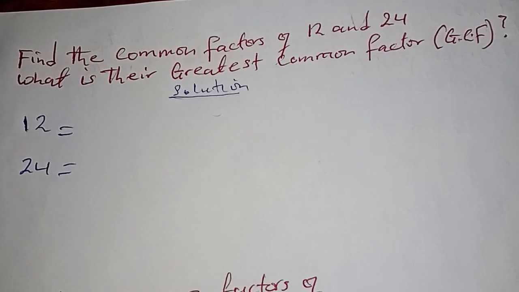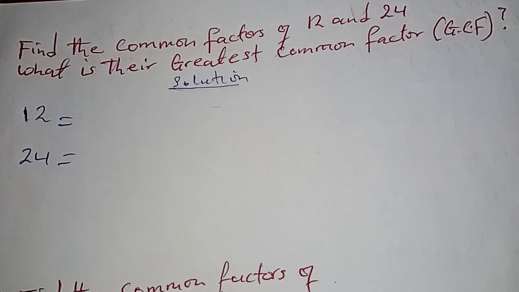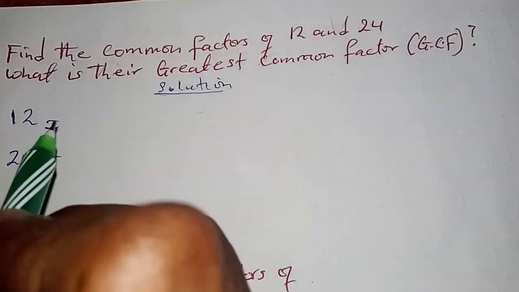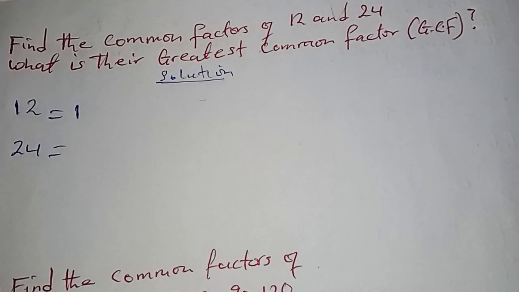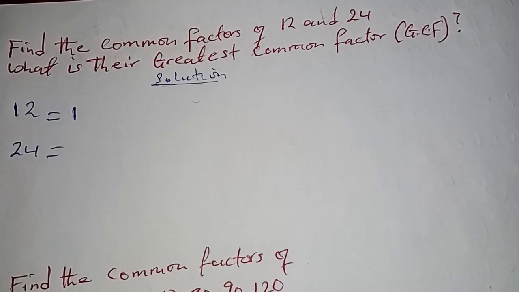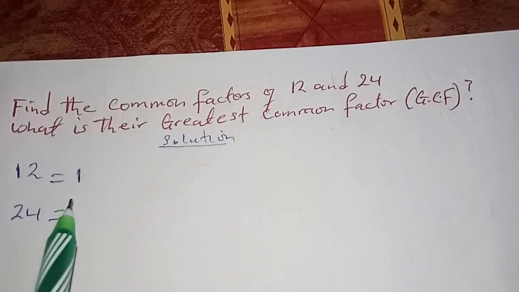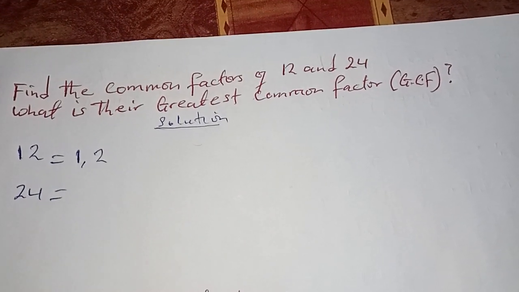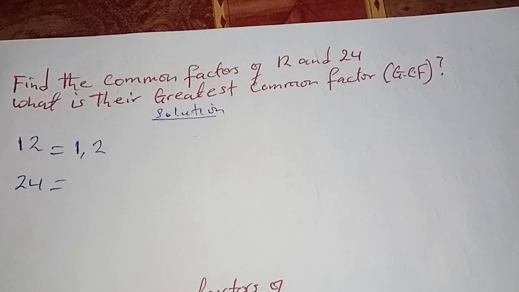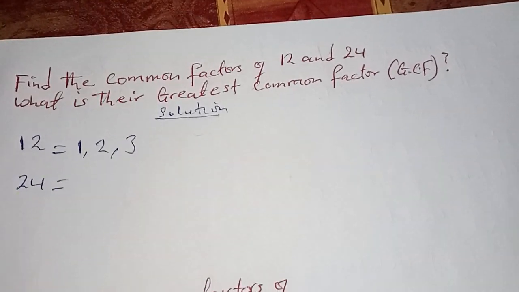Now, don't forget, 1 is a common factor for every number, right? So we start with 1. What is the next factor of 12? 2, because 2 can divide 12. The next factor of 12 is 3, because 3 can divide 12 evenly. The next factor is 4. 4 can divide 12.